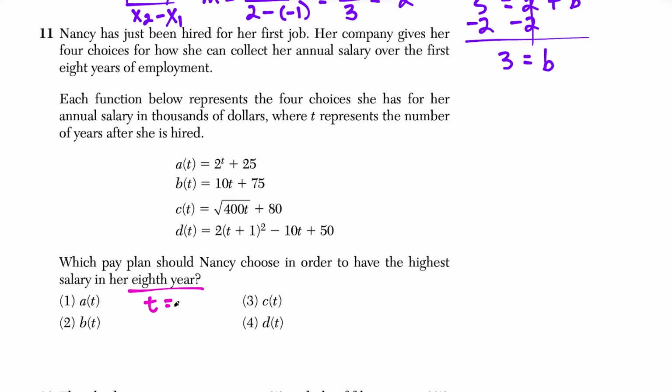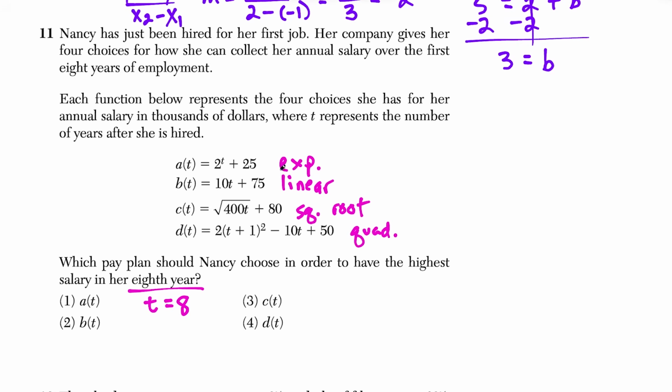Okay, so the 8th year, we're going to be looking at T equals 8 because they said T represents the number of years after she is hired. Now, if you want to be brave and try to do this first without a calculator, go ahead. But what's jumping out at me with this one is A of T, I'll abbreviate, is an exponential function. This one here is linear. And then this one here is a square root function. Okay, so it has a square root. And then over here, this one is quadratic.